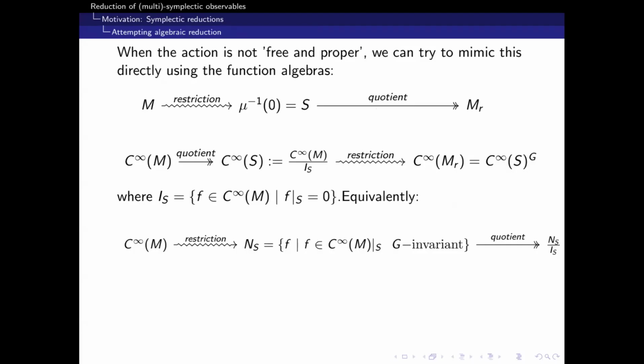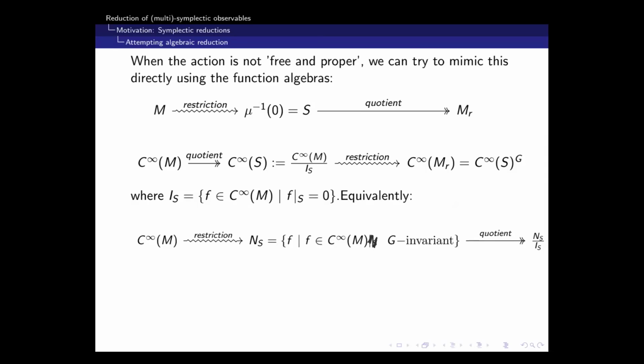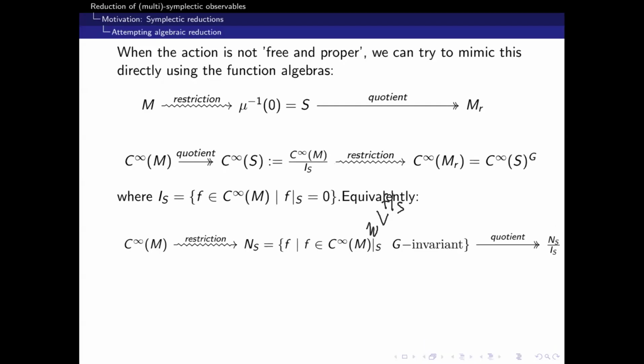So functions which are smooth such that the restrictions to S is G invariant. And then after that, we quotient by the same ideal, and it's a calculation that doing it in this order gives us the same space as before. And now we are doing restriction and then quotient as before. And we will phrase everything we do in this restriction and then quotient spirit.